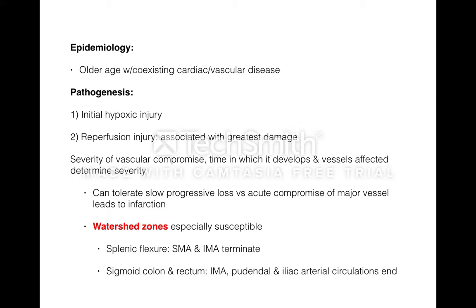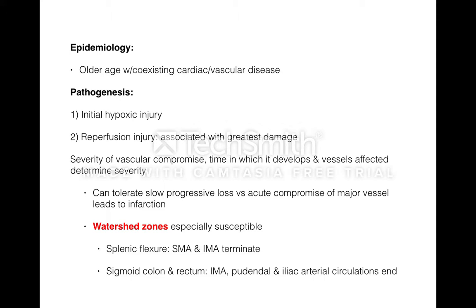In terms of the pathogenesis, the intestinal response to ischemia occurs in two phases. The first phase consists of the initial hypoxic injury. In this phase, the epithelial cells are relatively resistant to the transient hypoxia, and most damage actually takes place in the second phase. In the second phase, there is reperfusion injury, which is initiated by restoration of blood flow. The severity of vascular compromise, the amount of time it takes to develop the compromise, and which vessels are affected will all determine the severity of damage.